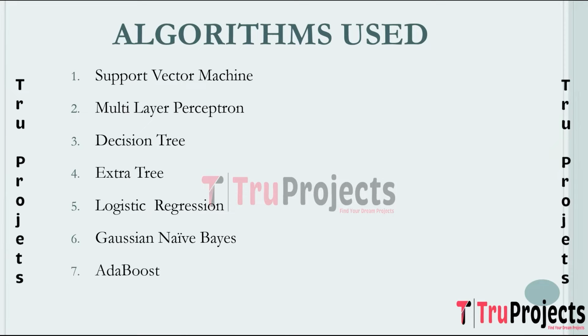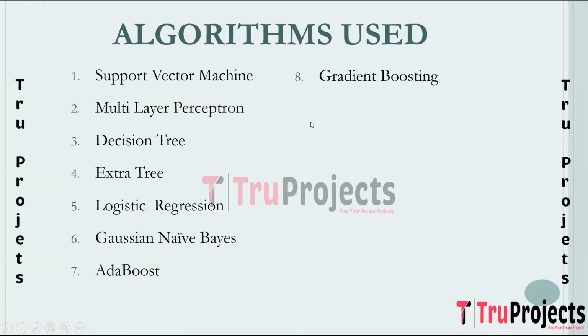The next algorithm is AdaBoost, which is adaptive boosting. It is an ensemble learning technique that combines multiple weak learners to create a strong classifier. It iteratively adjusts the weights of misclassified samples to focus on difficult to classify instances. AdaBoost is used in the project to improve classification accuracy and reduce bias. It is particularly effective in handling imbalanced datasets and can adapt to complex decision boundaries.